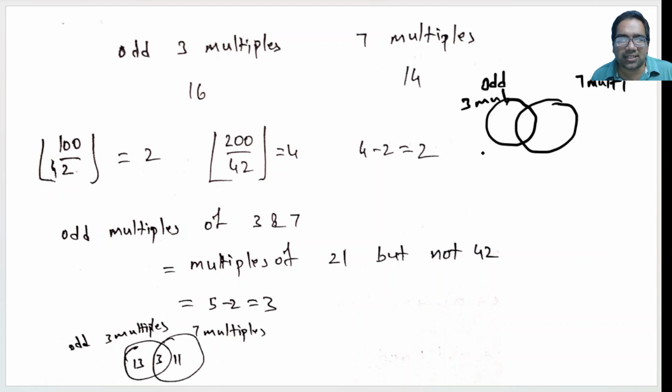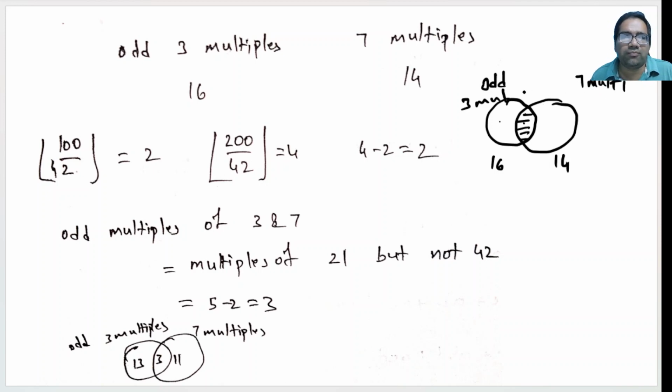Odd three multiples, this entire circle is 16. And seven multiples, this entire circle is 14. Right? We want what is there in the middle. Then only we can calculate, right? What is this? We know the total of this is 16, the total of this is 14. Right? Odd three multiples and seven multiples. What we want is the ones which are both odd three as well as seven multiples.